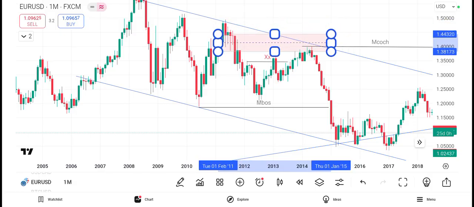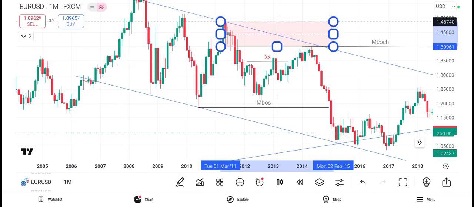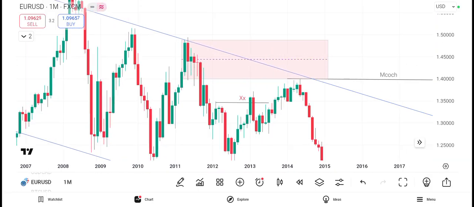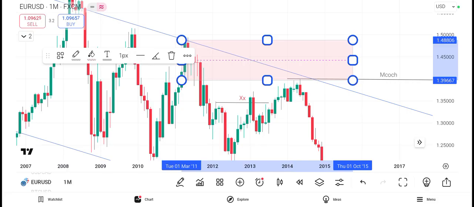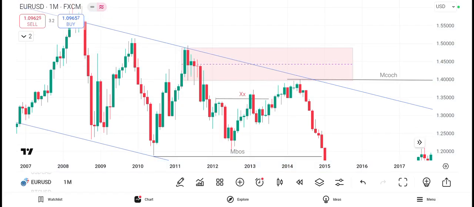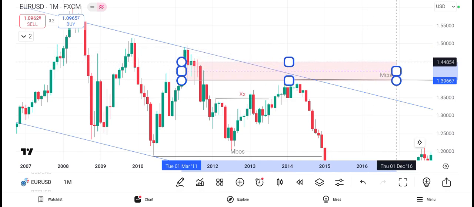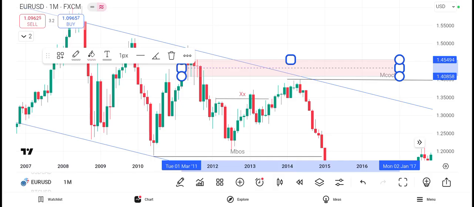For me, this was the candle that did the sweep, but it wasn't having a fair value gap. So I will be going for this, and it's still not having a fair value gap.